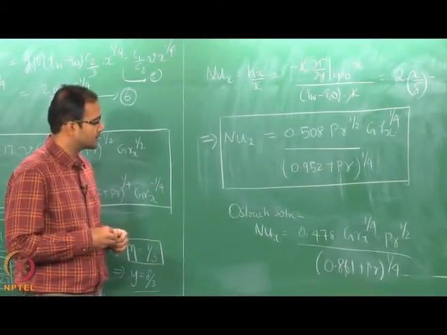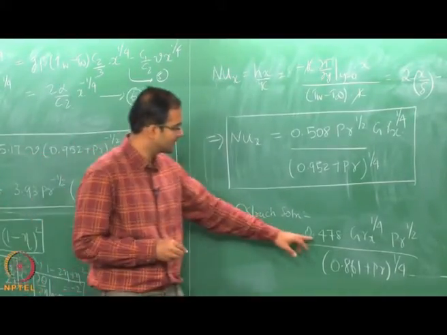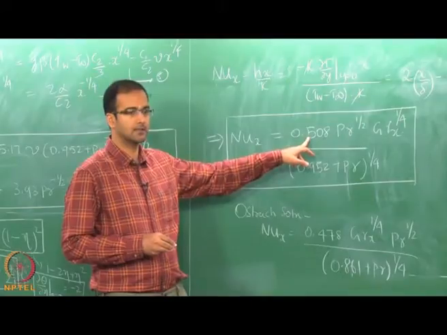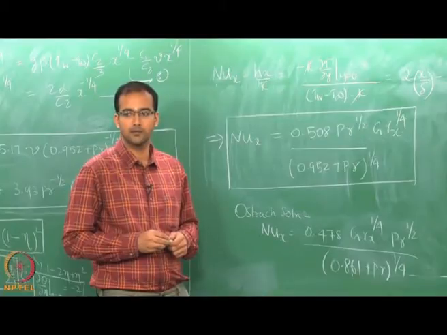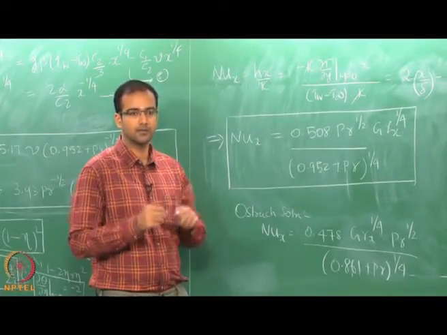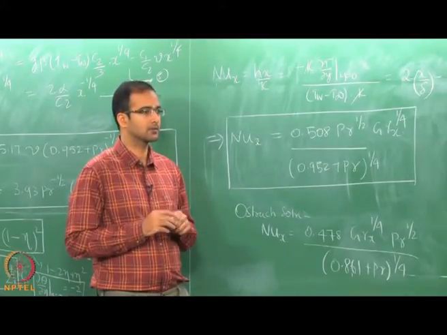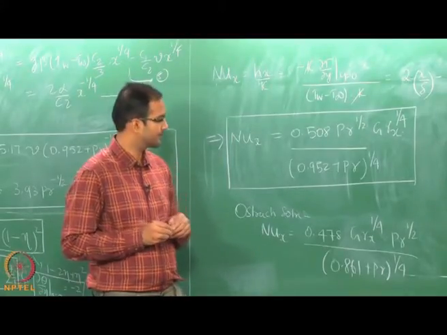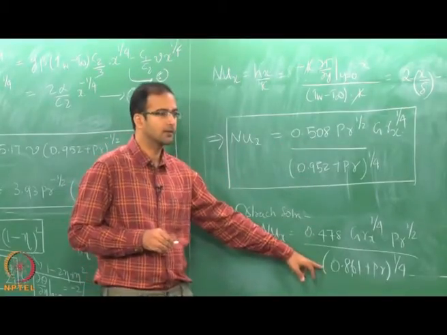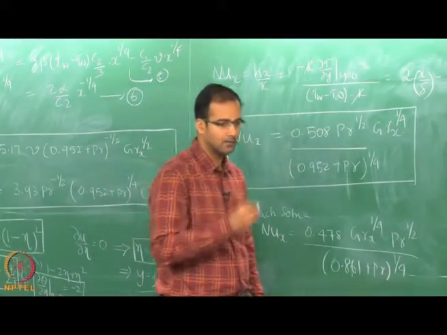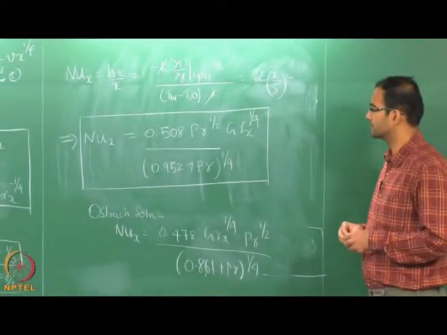So if you compare these two, of course there are some variations in the constant coefficients both in the numerator and denominator, but if you calculate the absolute value for a fixed value of Prandtl number, then this comes out to be very close. This value is also slightly smaller, this value is also smaller. So finally you will get a very close match between the exact solution and the approximate solution.